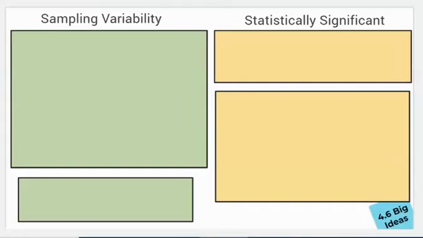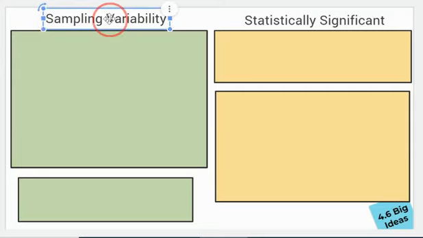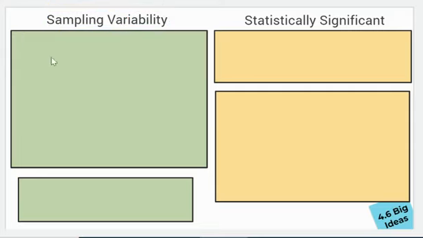Hey everyone. In this video, we're going to be looking at the big ideas for section 4.6. So let's start off by talking about sampling variability. And what does that mean? What does sampling variability mean?